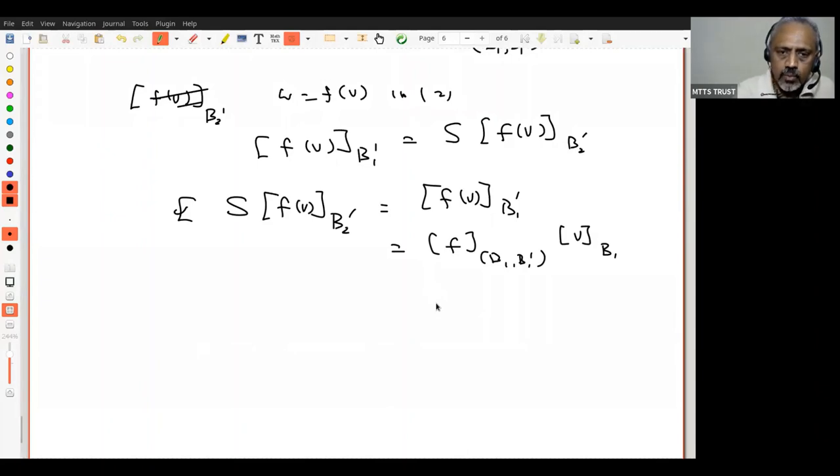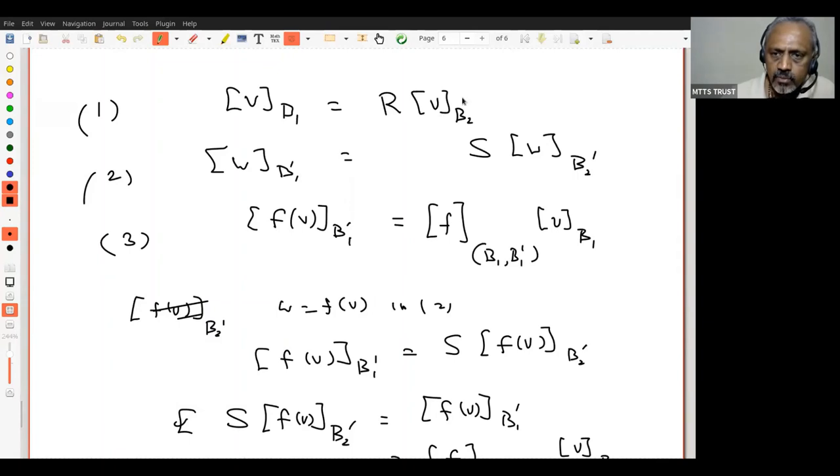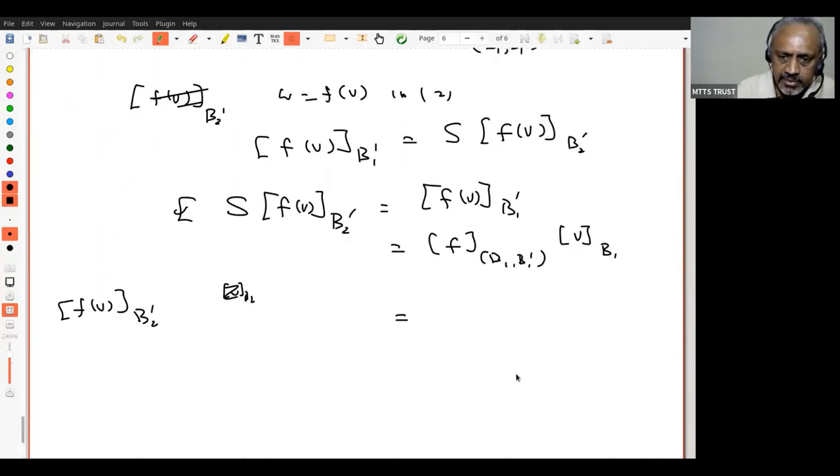But what do I want? I want the matrix representation of f with respect to b2 dash. Therefore, I should express this in terms of b2. Don't get confused. This coordinate vector with respect to b1, we know it is R times the coordinate vector of v with respect to b2. So I'm substituting that here: the matrix of f with respect to b1, b1 dash, times R, times the coordinates of v with respect to b2.